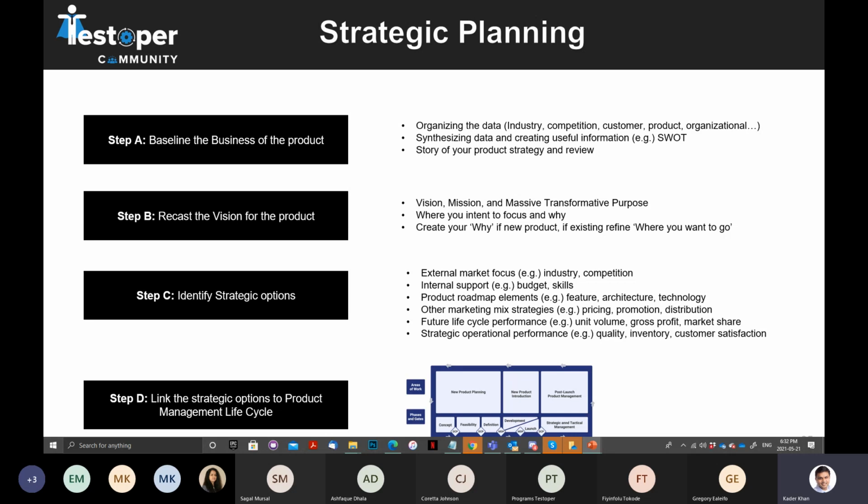So the first step is to bring all the data, get an understanding of the data, and then start creating your strategy, and you have a story to tell about what you wanted to do, right? And then once you have that strategy, you have to align that with the vision of your product and make sure that you answer some of the questions related to why you are actually building the story.